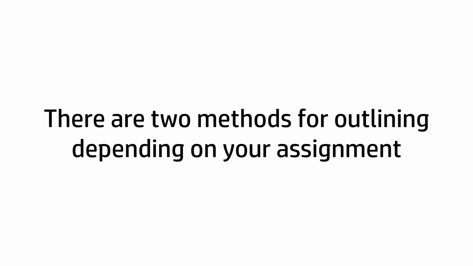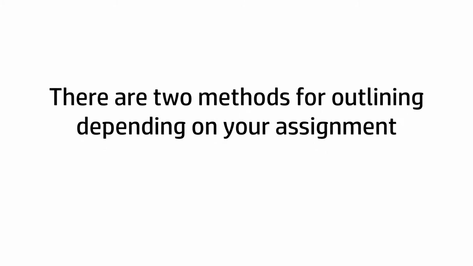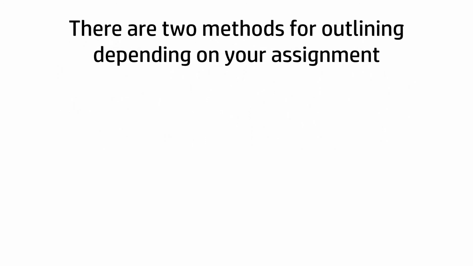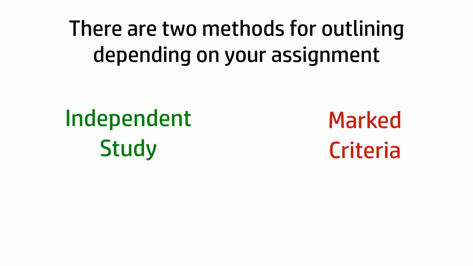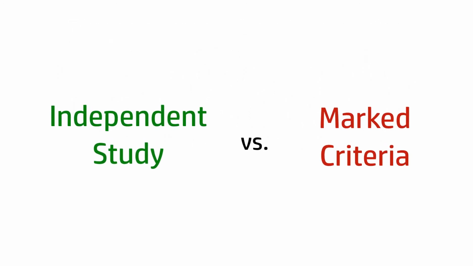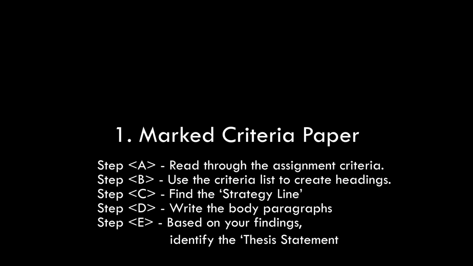You can find the thesis statement through simple outlining. There are two types of assignment papers you will be given in university, independent and marked criteria. So we will give you two kinds of methods for finding the thesis statement in the outlining process. The first method we will explore is for marked criteria papers. The outlining process and the steps are as follows.